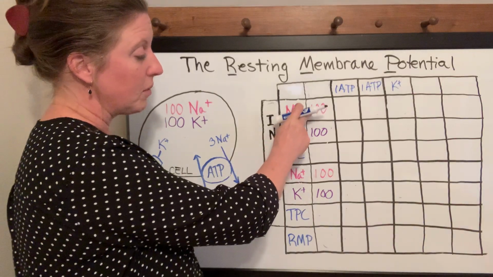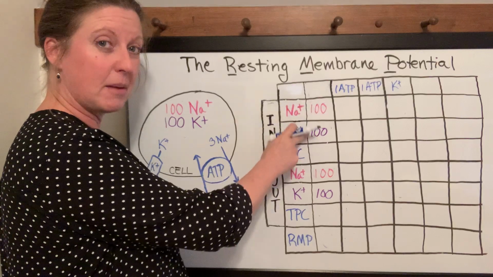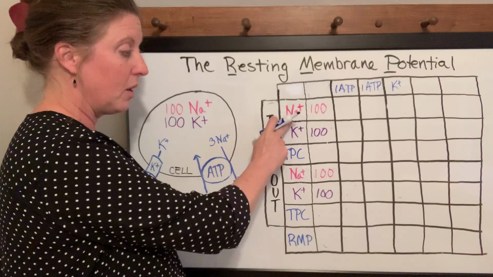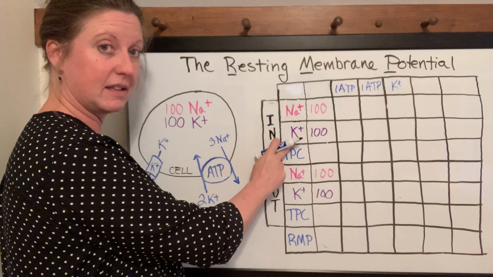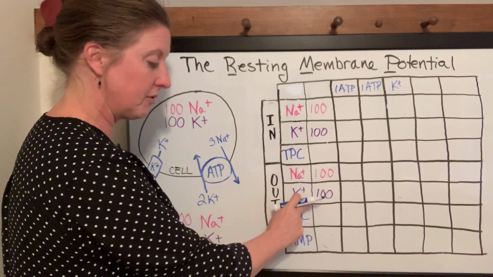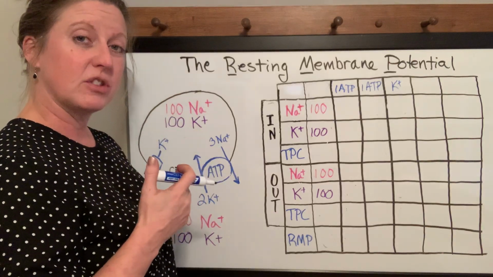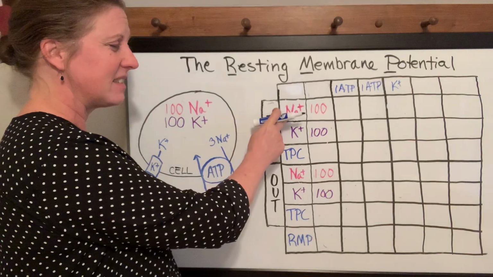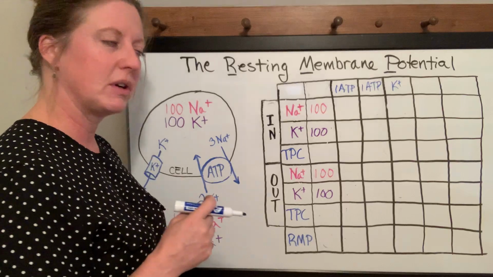Now, before we use the ATP for the sodium pump, let's tabulate some of our data here. On the inside of the cell, we have 100 sodium ions and 100 potassium ions. On the outside of the cell, we have 100 sodium and 100 potassium. What we want to do to see what the difference in charge is between the inside and the outside of the cell is not consider whether it's sodium or potassium, but to consider whether it's positive or negative.